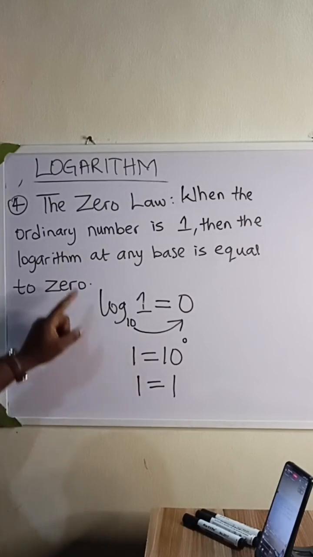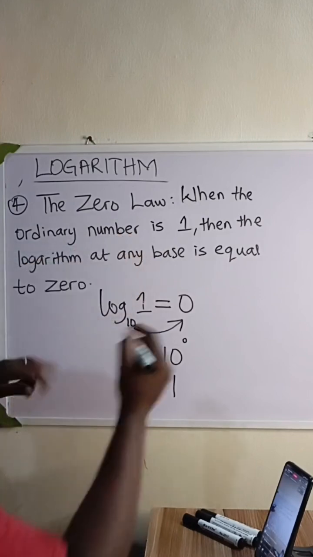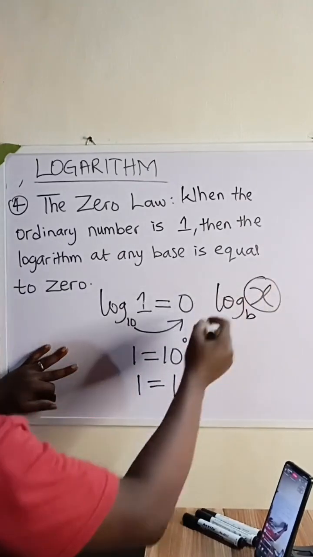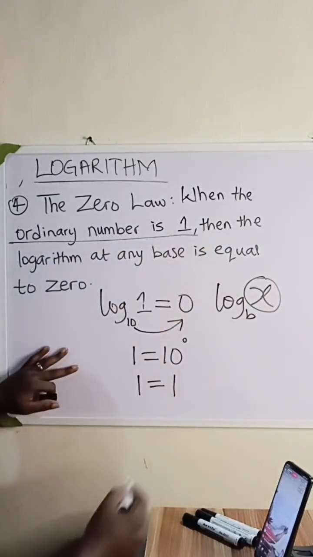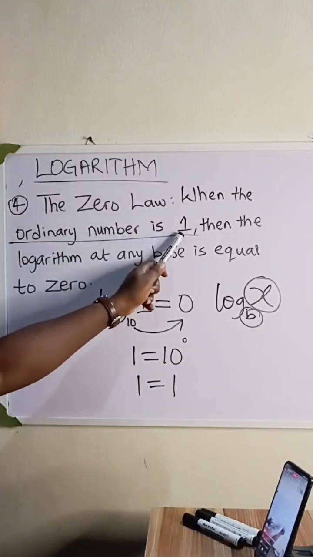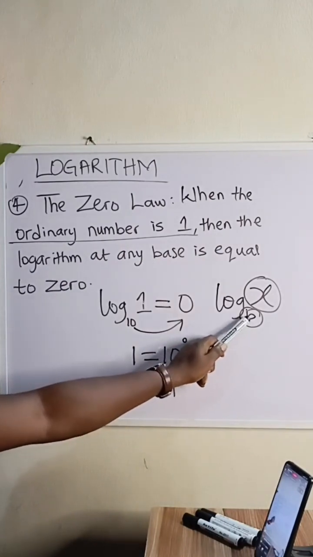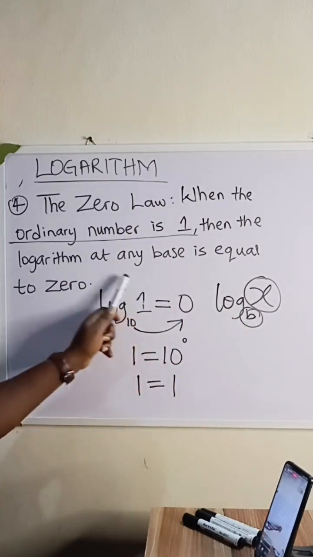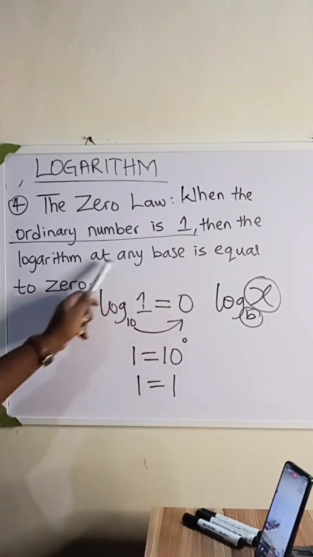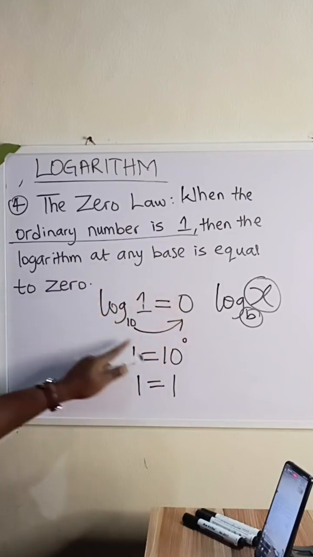So I said when the ordinary number is 1, this number here, so if I have log x to the power of b, this number is what we call the ordinary number. And then this is the base. B is the base, right? So when the ordinary number is 1, then the logarithm at any base, so no matter what b is, once x is equal to 1, then this logarithm is equal to 0. And we confirm that by converting this logarithm to indices. We learned that in our last class, how to convert logarithm to indices.